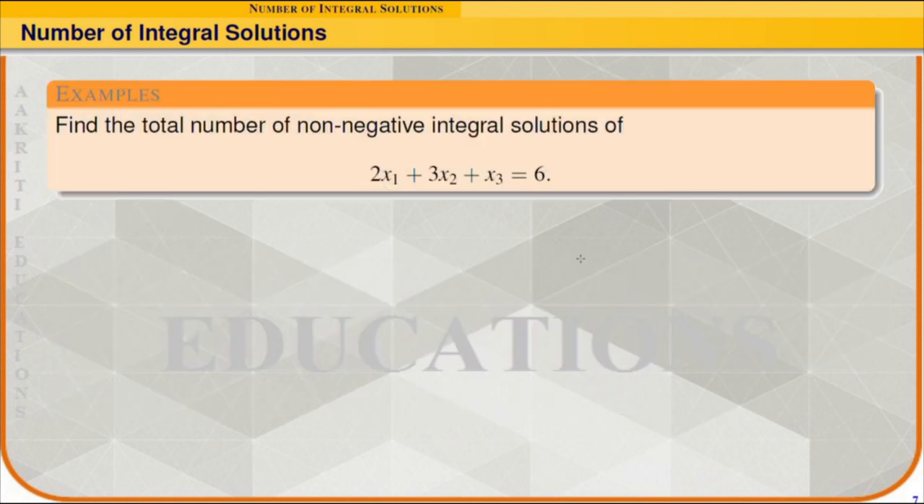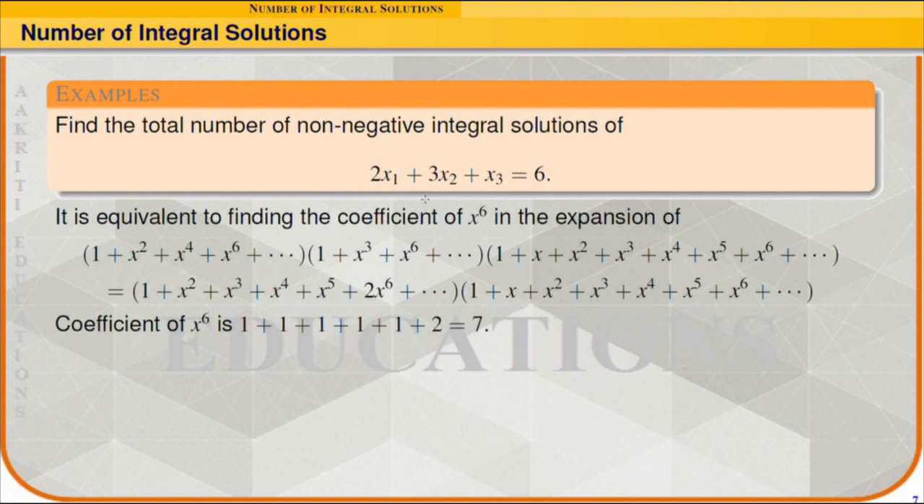Now let's generalize our theory. Say we are given the equation 2x1 plus 3x2 plus x3 is equal to 6, and we need to find the total number of non-negative integral solutions. So we need to find the coefficient of x raised to the power 6, because the right hand side has the term 6. We need to find the expansion.